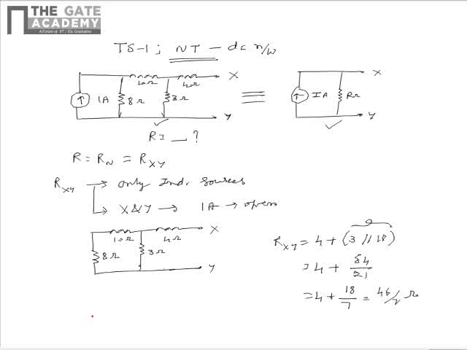From this we see that as the circuit contains only independent sources, R is equal to the Norton resistance, which is equal to Rxy, which is the resistance as seen from XY terminals, and this is equal to 46 by 7 ohms. From this we see that the value of R is 46 by 7 ohms. Hence, the correct option is D.